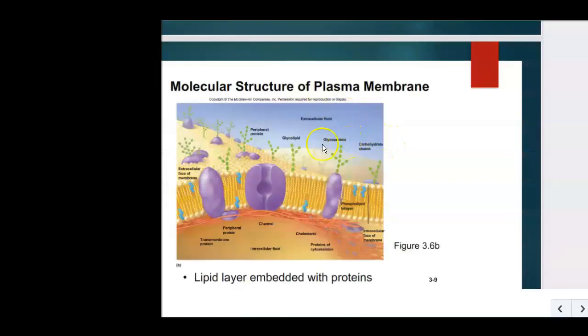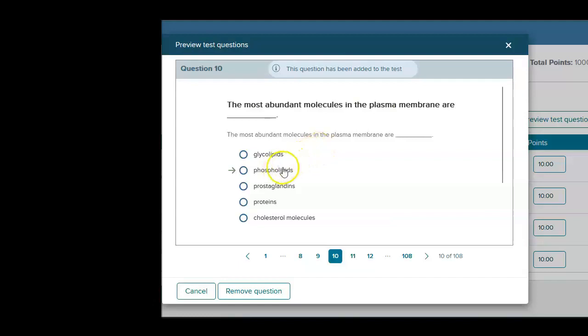Okay, and right here we have a figure of plasma membrane. And as you can see here, most of it is golden, right? So then golden, what is golden? This right here, you can see the brackets right there. Those are going to be phospholipids, right? So therefore, the most abundant component is going to be phospholipids. So let's go back to the question. And right there, you can see phospholipids.